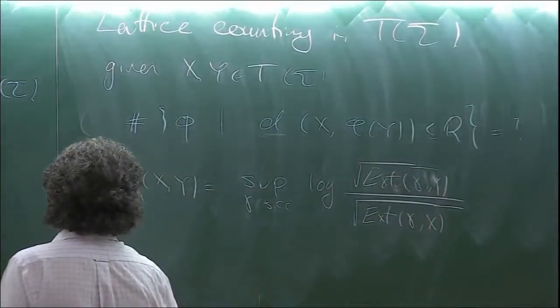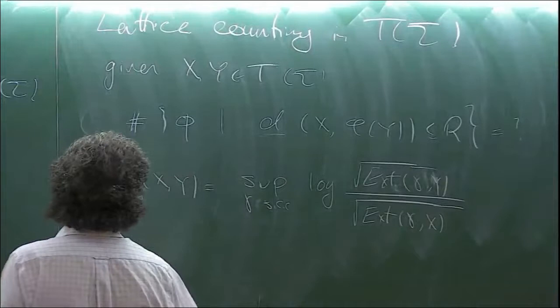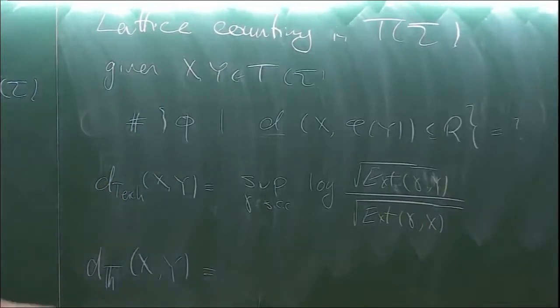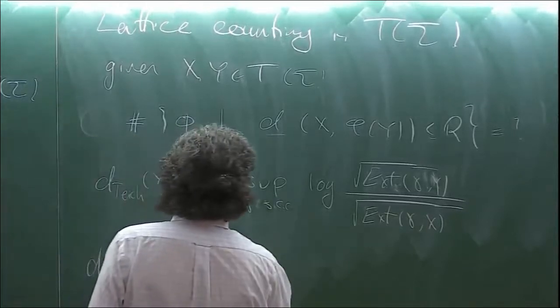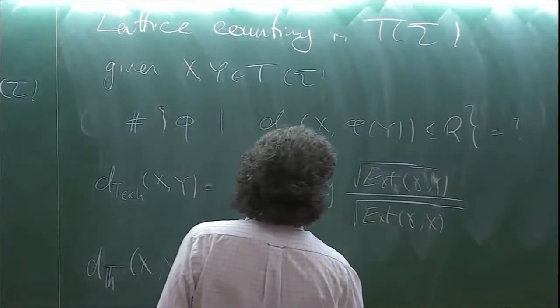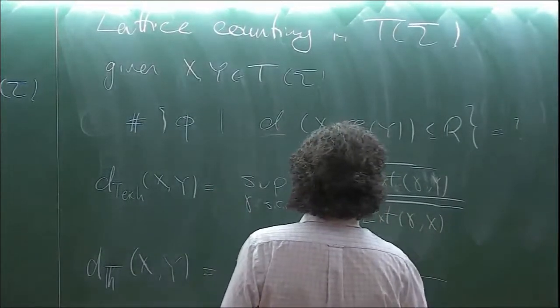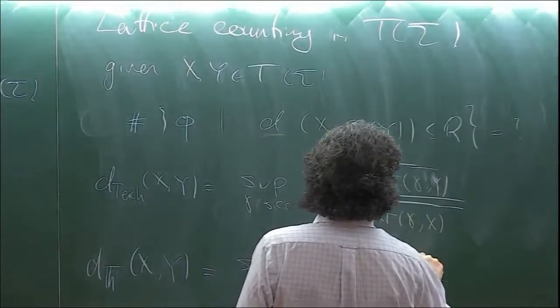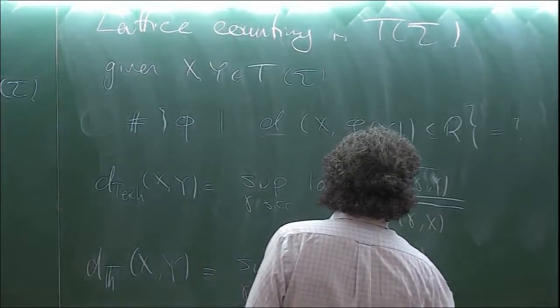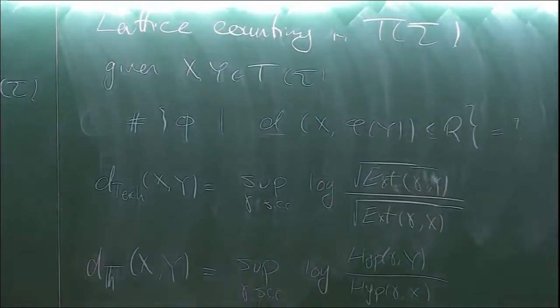And analogous to this, Thurston has defined a similar metric using the hyperbolic length. So you can take a supremum where gamma is a simple closed curve of log of the hyperbolic length of gamma at y divided by the hyperbolic length of gamma at x.